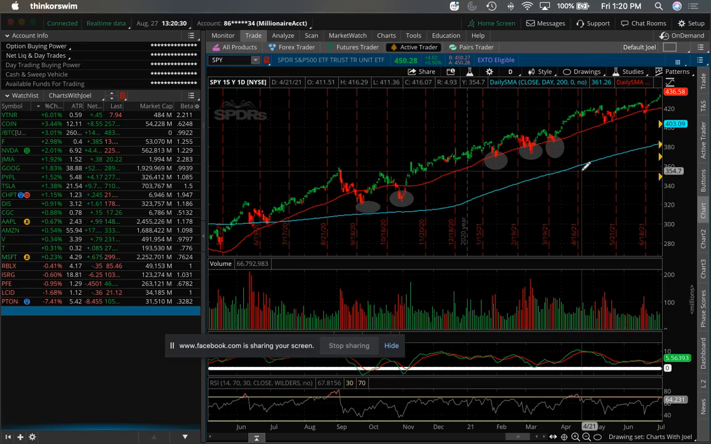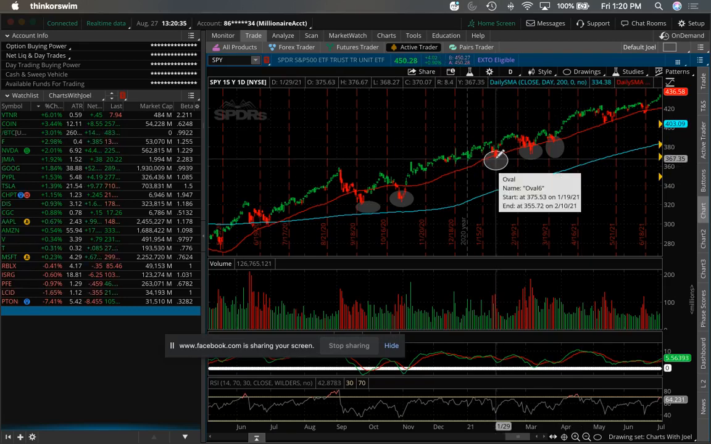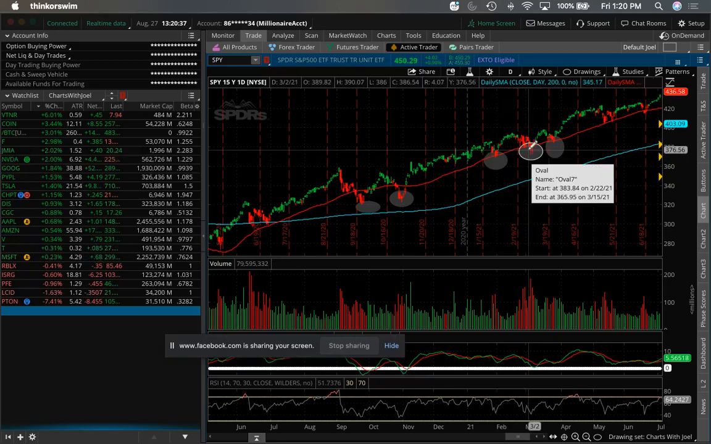You want to trade something for a couple of months. Check this out. It hit the 50-day here in January. When did it hit it again? In March. That's a 60-day trade. So if you want to be in 60-day trades, guys, what average do you use? The 50. Not the 20, not the 13, not the 6, not the 200.